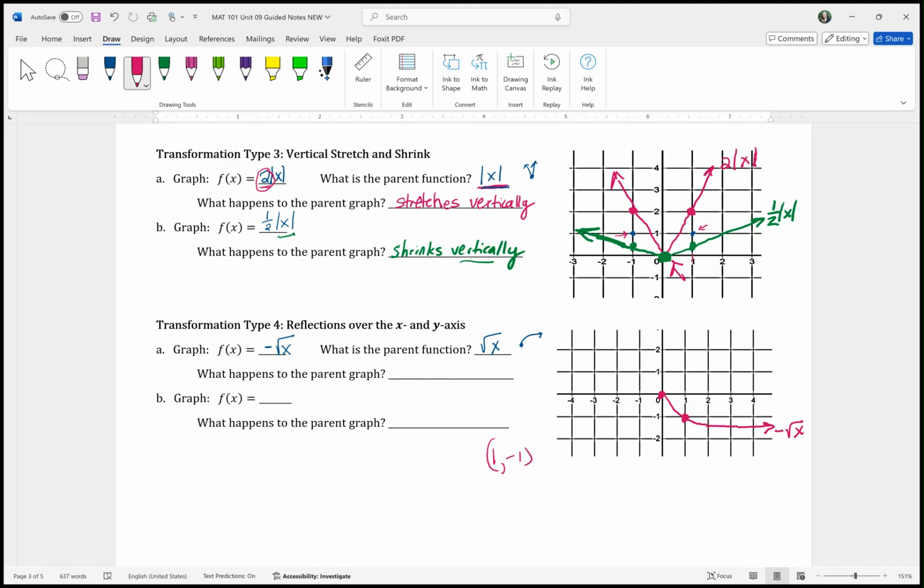So what happens to this parent function graph? Normally, and you don't have to plot this, but I'm going to show you real quick, it looks like this. That's the square root of x. But this one flipped down. And what did it flip over? It flipped over the x-axis. So what happens to this parent function graph? It reflects over the x-axis. So a negative in front reflects over the x-axis. In front, you've got your parent function, but you just stick that negative in front.